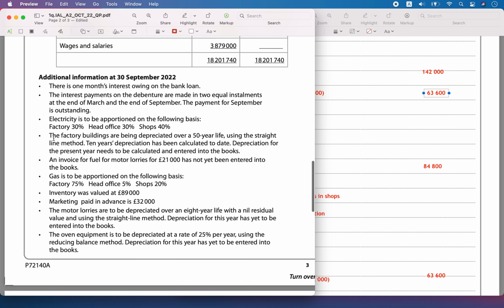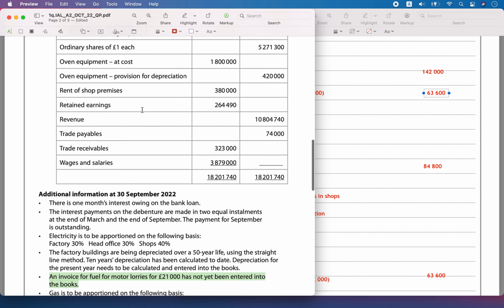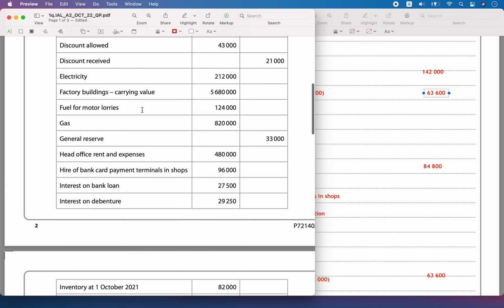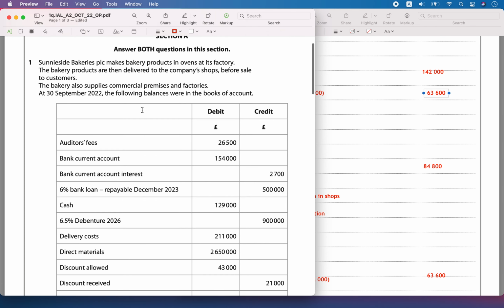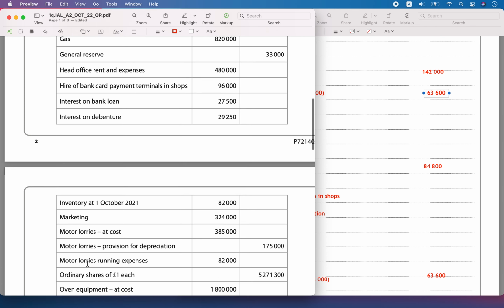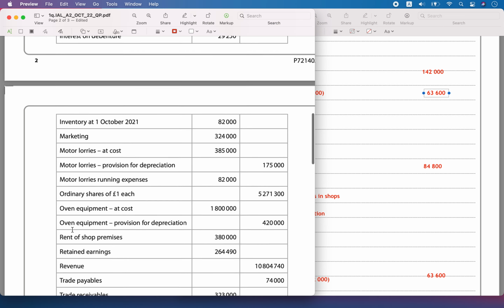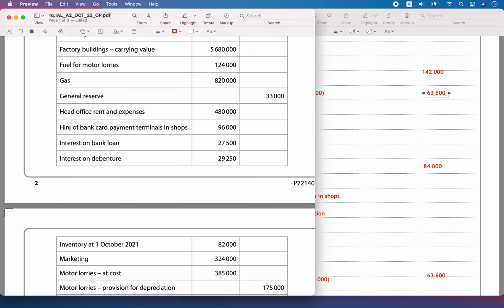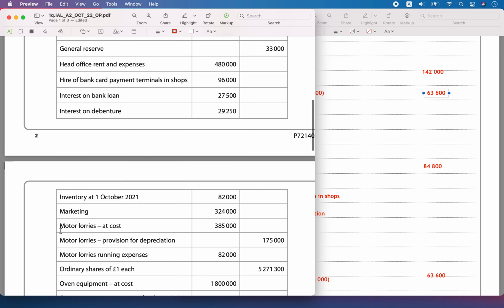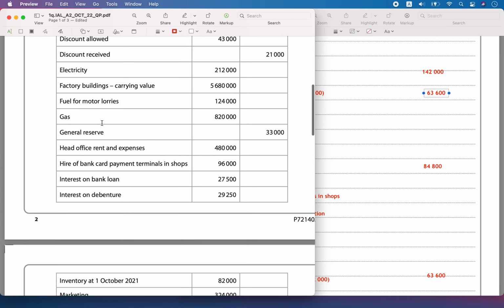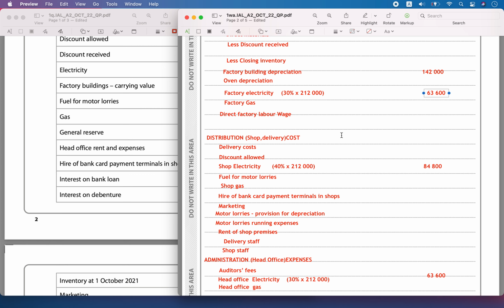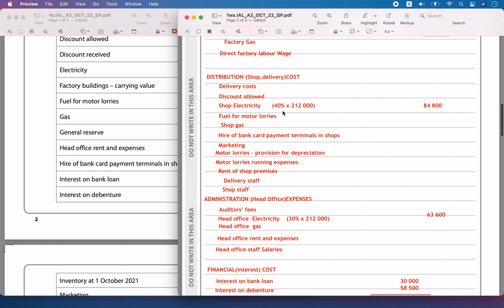Then you have the additional information. An invoice for the fuel for motor lorries 21,000 had not been entered into the books. So the fuel for motor lorries, we can see that it is appearing in the fuel, it should appear in the fuel for motor lorries. Yeah, it is 124,000 plus 24,000. It's still owing and it has not been entered in the books.